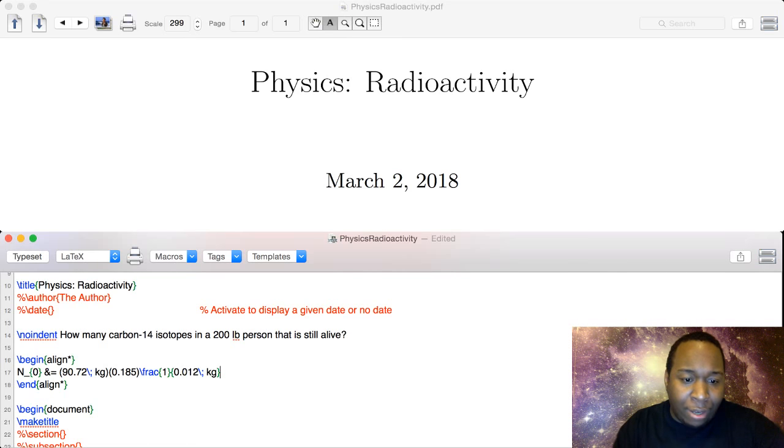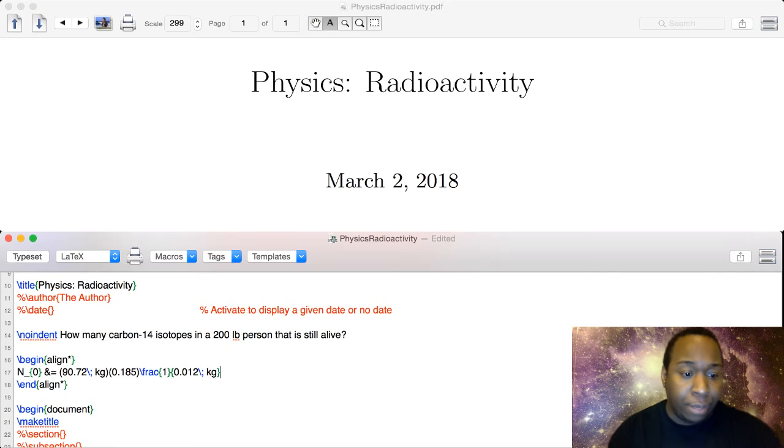We're taking into consideration that we've converted 200 pounds to 90.72 kilograms, and of that total mass, 0.185 or 18.5% is in the form of carbon. And so that gives us the total mass of carbon for the human body, or for the 200-pound person. And now we're converting that mass of carbon to number of carbon.